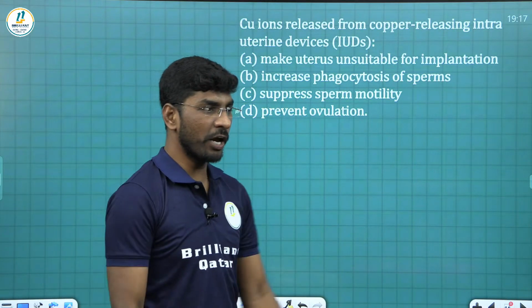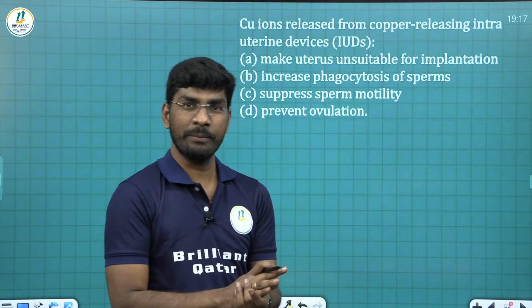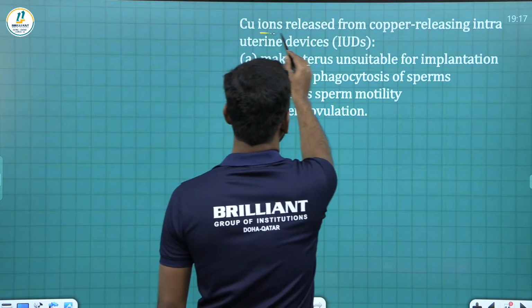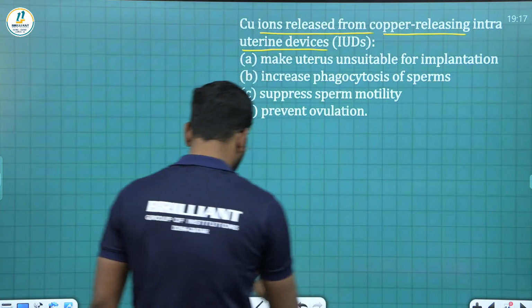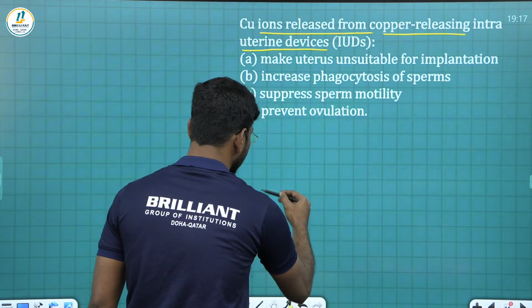Very easy. Try all of you, try this one. What exactly is the meaning of this one? What is the question? Is that the copper ion release from copper releasing intrauterine devices? My dear kids, do you remember in the theory class what we discussed, beta?